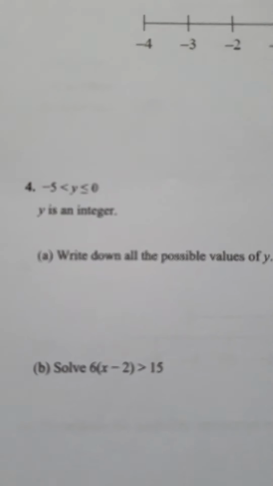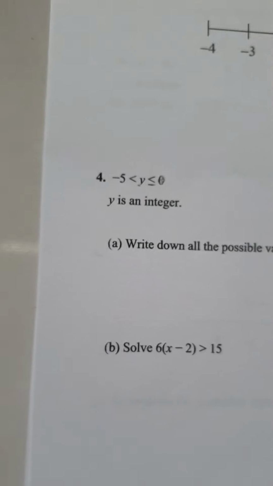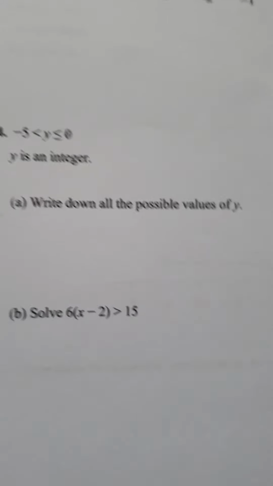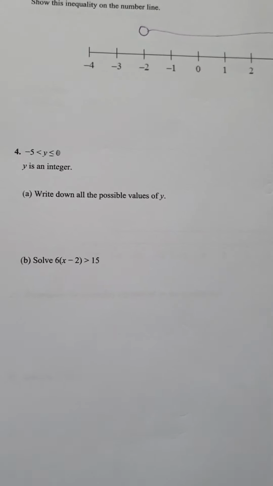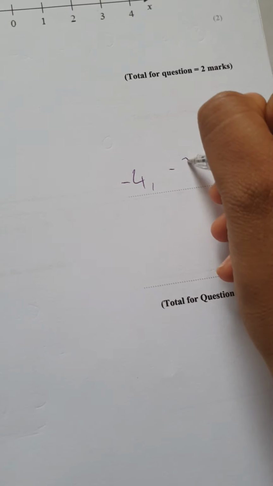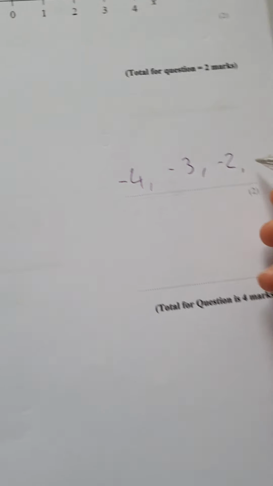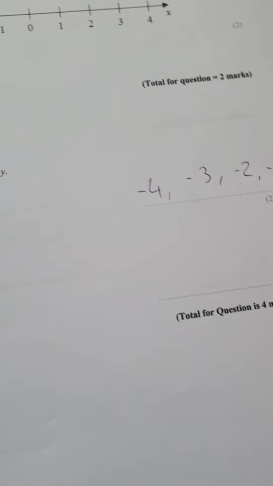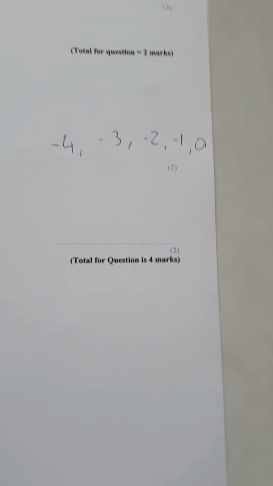y is an integer. -5 is less than y, which is less than or equal to, that should be a 0. I don't know why it's printed out strangely. But that means all of our possible values would be -4, -3, -2, -1, and 0. Because it is also equal to 0.